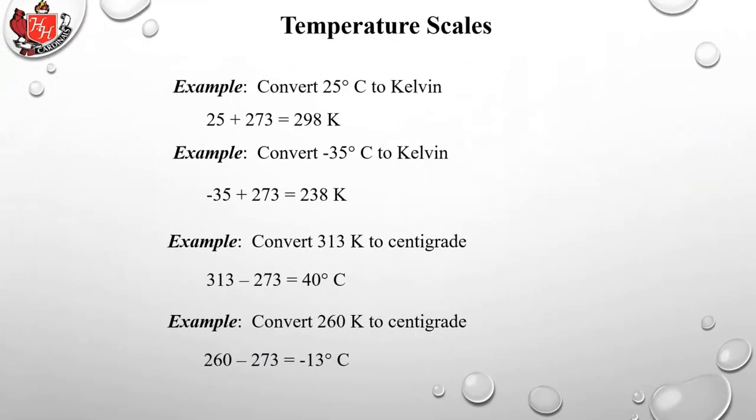Okay, so here's some simple conversions. Convert 25 degrees centigrade to Kelvin. So 25 plus 273 is 298 Kelvin. By the way, you're not supposed to say degrees Kelvin. You're just supposed to say kelvins. So 25 degrees centigrade, 298 kelvins. Negative 35 degrees centigrade is negative 35 plus 273 gives you 238 kelvins.